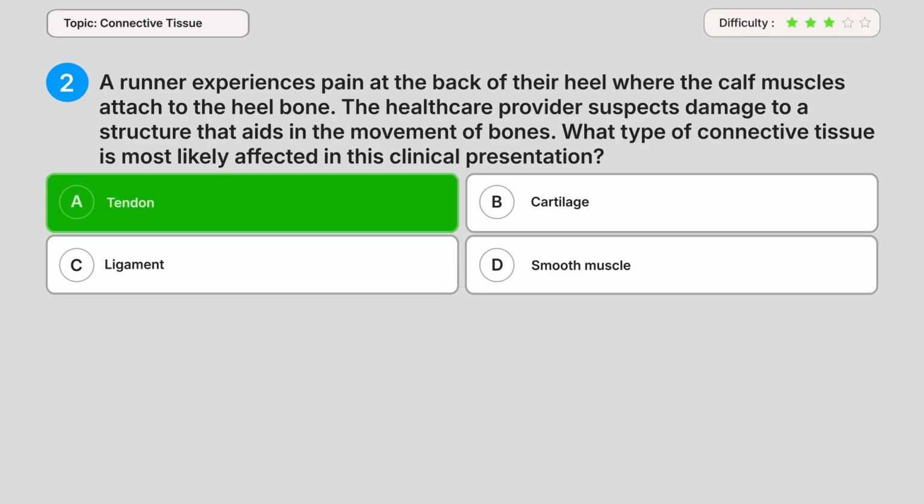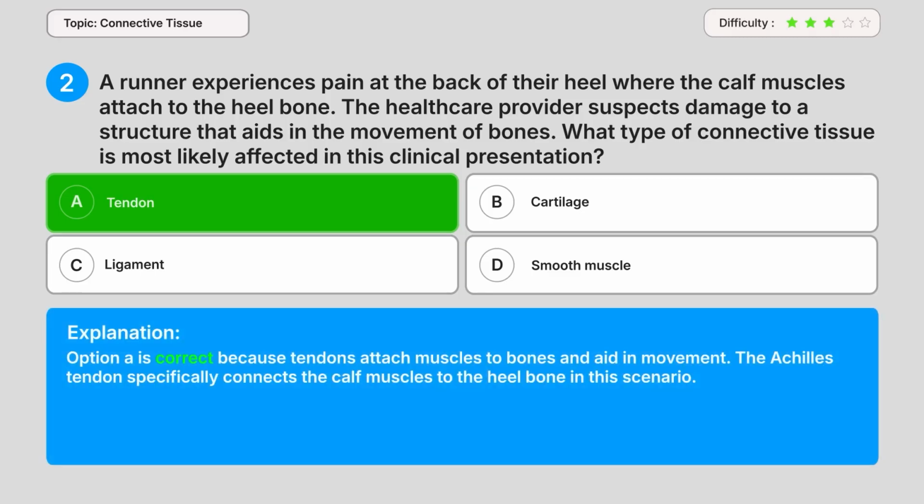Correct answer, A. Tendon. Explanation. Option A is correct because tendons attach muscles to bones and aid in movement. The Achilles tendon specifically connects the calf muscles to the heel bone in this scenario.